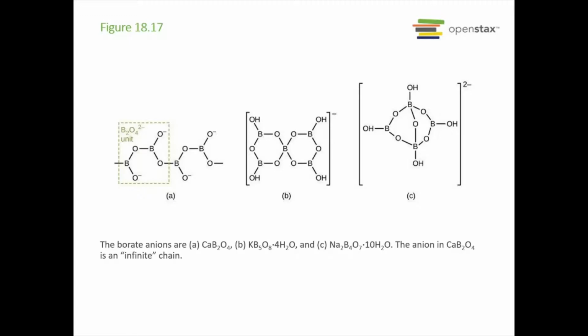So you can see these borate anions. In A you have CaB2O4 and it's showing you the B2O4 2- unit. In B you have KB5O8 tetrahydrate, and then C, Na2B4O7, let's see, with 10 waters. I always forget what the 10 is. And then the anion in CaB2O4 is an infinite chain, so it's kind of a polymer. It just keeps going and going and going.